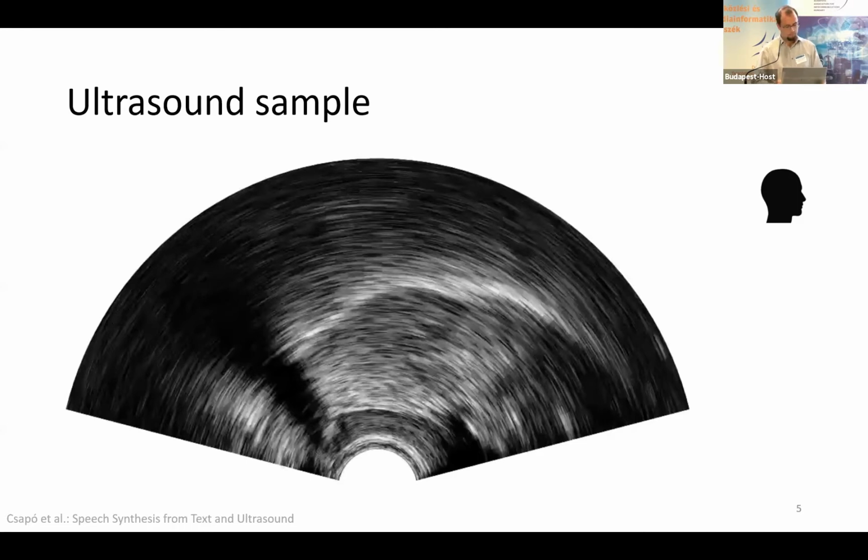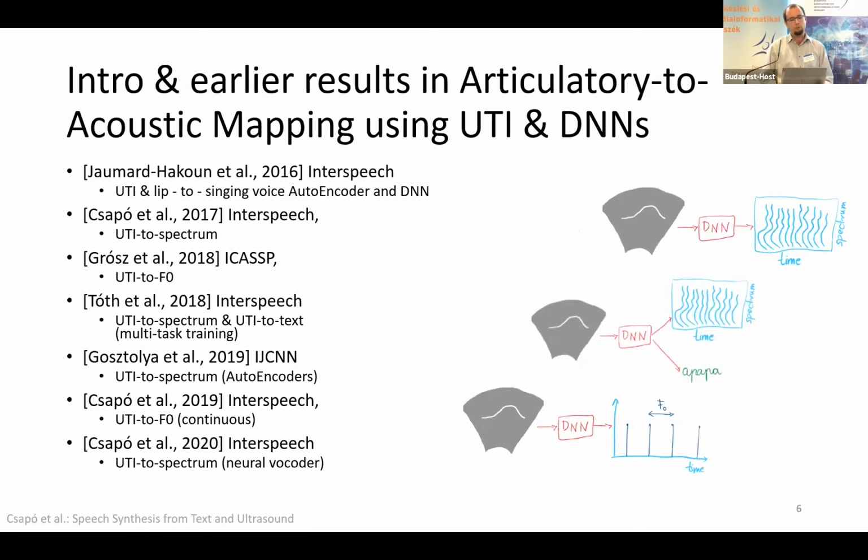kuka volt. In the field of articulatory to acoustic mapping using ultrasound and a deep neural network, we had a couple of previous studies. Actually, the first study was at Interspeech 2016 by a French group, and they applied ultrasound and lip video to singing voice conversion. And after that, starting from the next Interspeech, we also developed our methods for ultrasound to spectrum, and ultrasound to fundamental frequency prediction. Also, we tried multitask training to predict spectrum and text at the same time with the same neural network. And more recently, we also applied neural vocoders for the same purpose. So there is slow progress in this field.